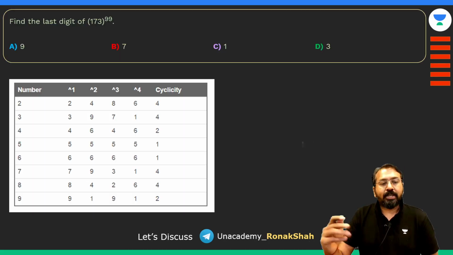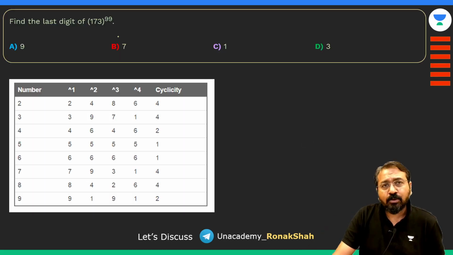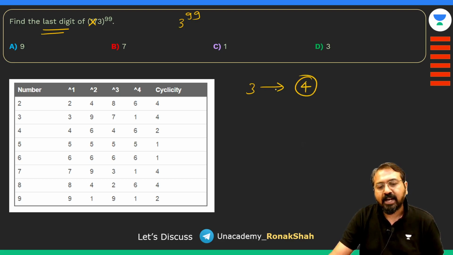Now let's look at the questions. These are the kind of questions which are straight away being asked. Remember that whenever you want to find out last digit of any number, you don't need to look at the other digits. So we need to find out last digit for 3 raised to 99. Now we know 3 has cyclicity of 4, right? So what we need to do is we just need to divide this power by 4 and check the remainder.